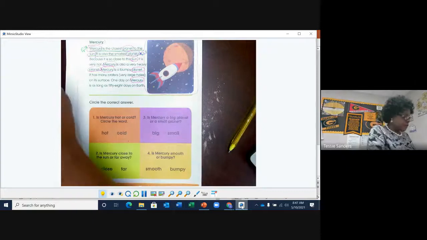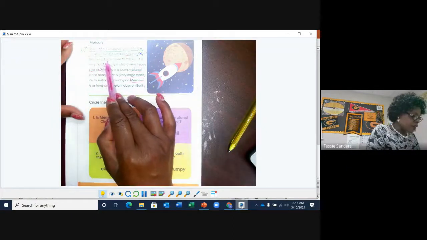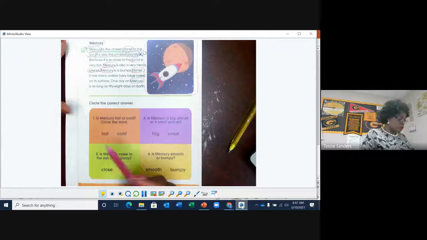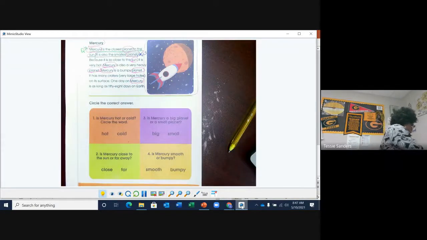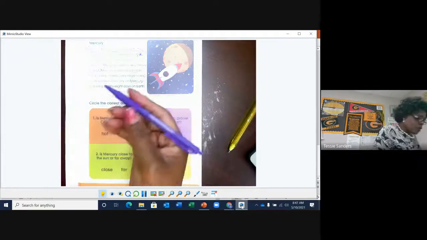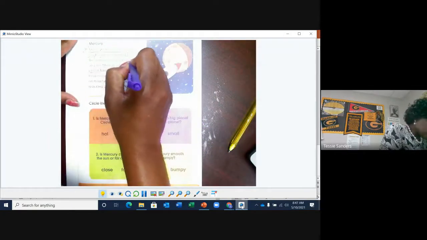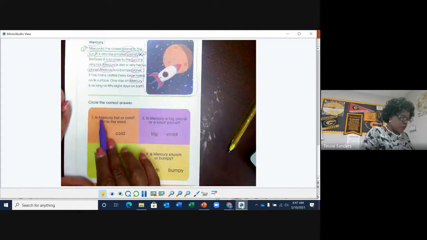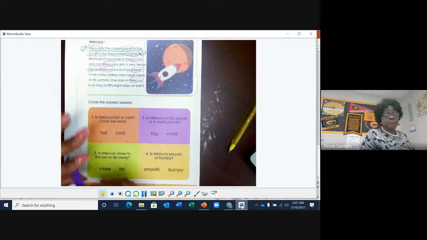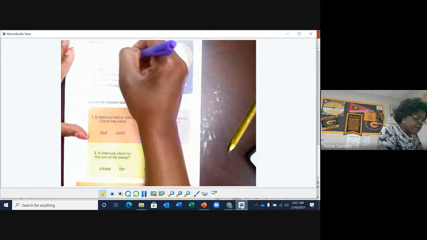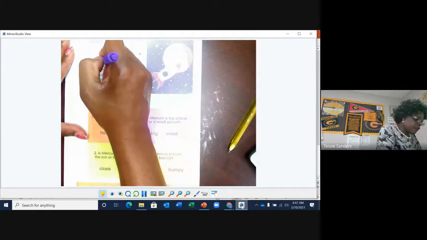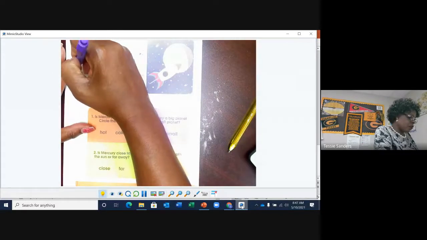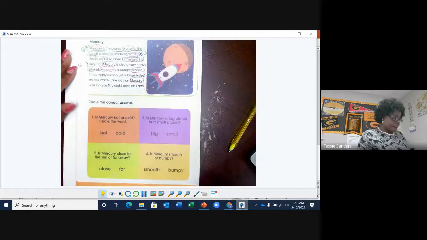Let's keep reading. Because it is so close to the sun, it is very hot. Oh, let me see if I can find some more colorful pens. It is close to the sun. It is very hot. Is Mercury hot or cold? I will put a box around this statement, and here write a capital Q, 1.